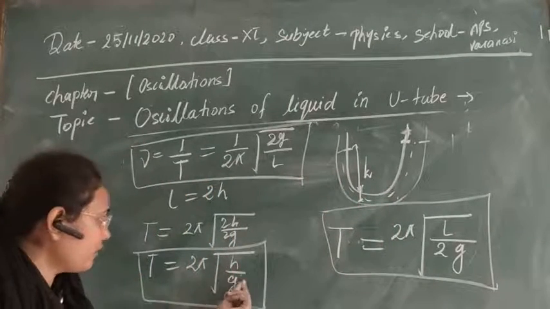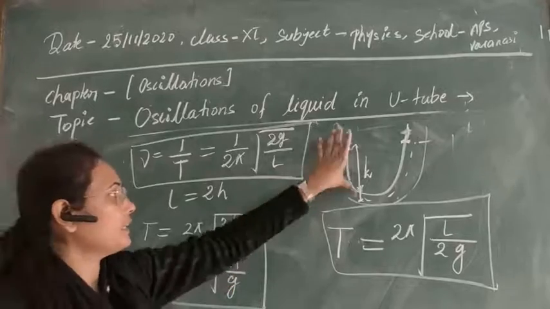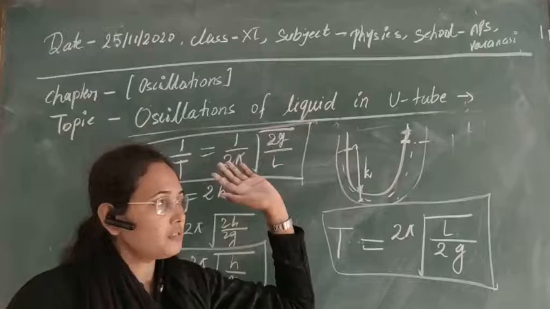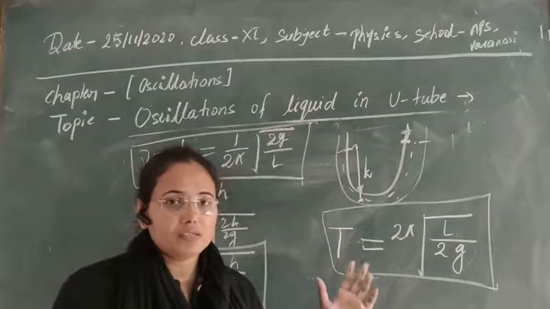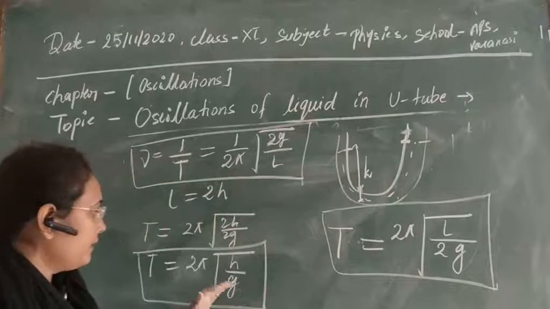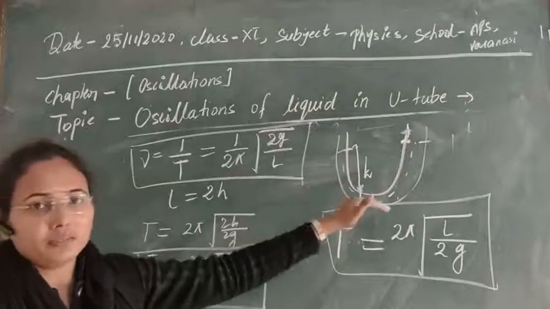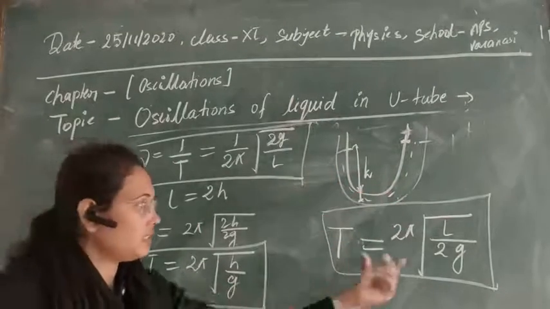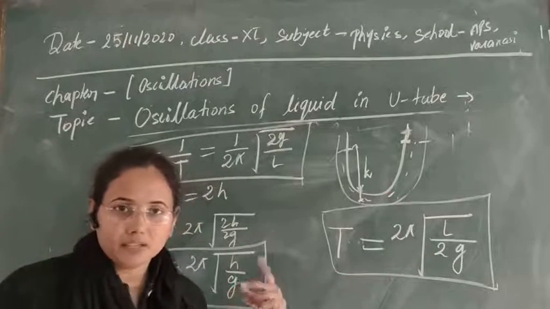Here we also see that if height is increasing, then due to the increase in height its time period will increase, meaning the rate of oscillation will decrease. And if height is decreasing, then there will be more rapid oscillations. And the factor of g is the same, and I have already explained it.